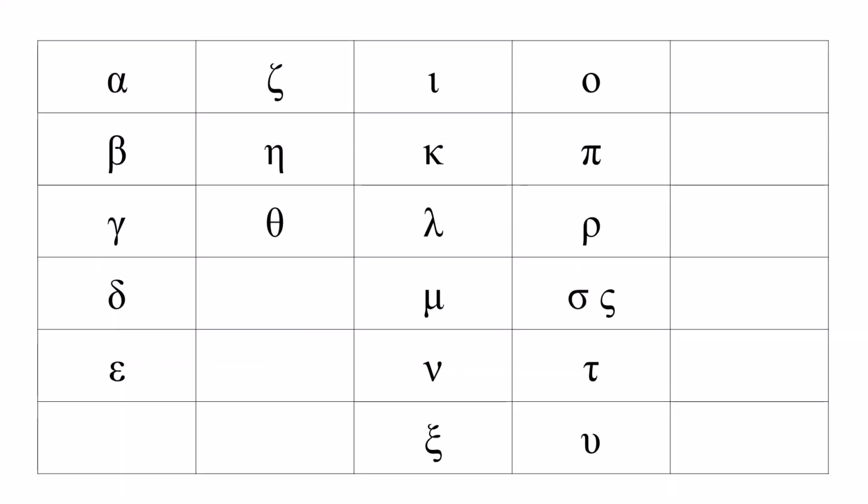So far, these are the Greek letters that we have looked at: alpha, beta, gamma, delta, epsilon, zeta, eta, theta, iota, kappa, lambda, mu, nu, xi, omicron, pi, rho, sigma, which there are two, tau, upsilon.